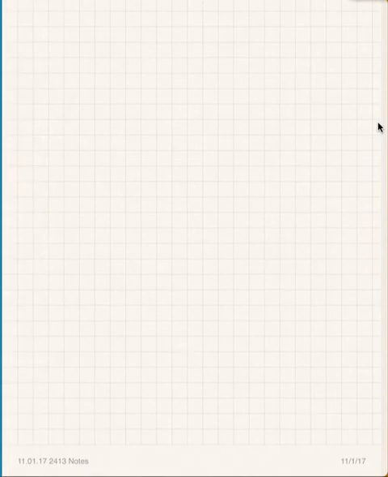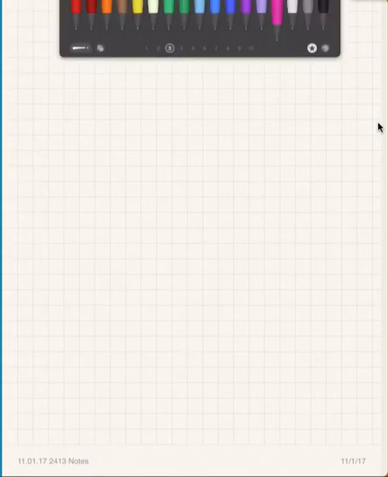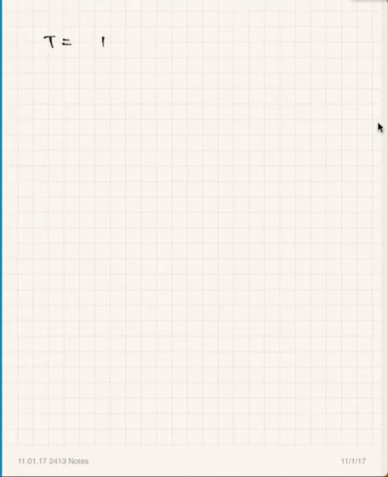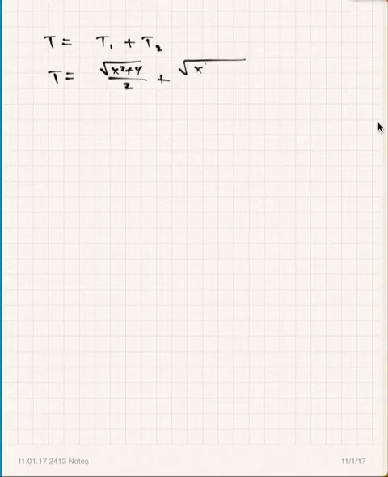So going to the next page here, we know that t is equal to t1 plus t2. We know that time would be equal to the square root of x squared plus 4 over 2 plus the square root of x squared minus 6x plus 10 over 4. We also know that x has to have this restriction, that x must be in the interval from 0 to 3, right? That x has to be inside that interval.